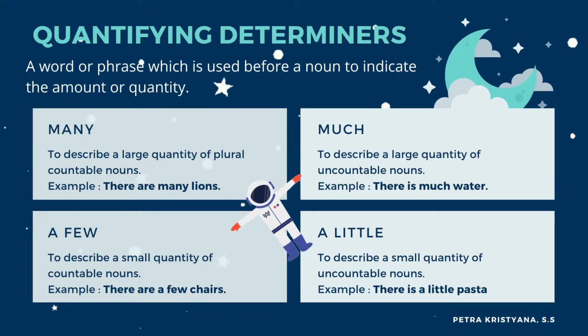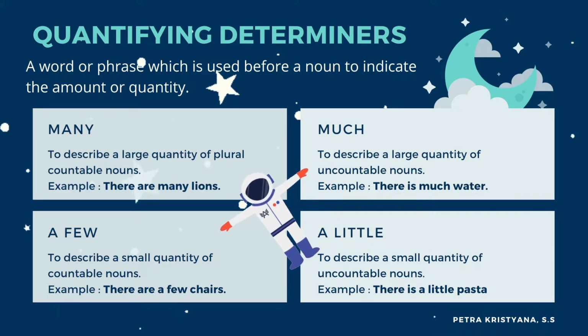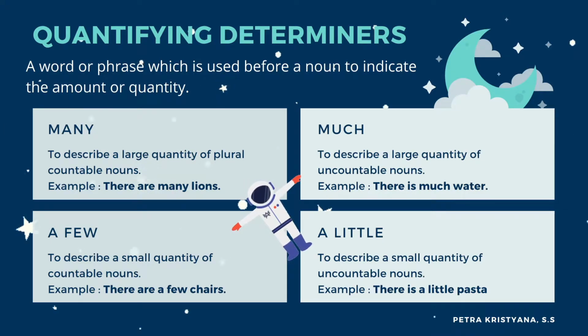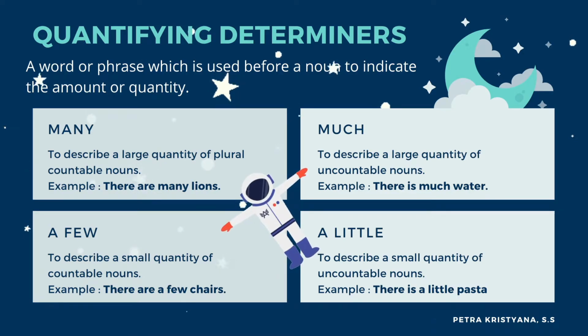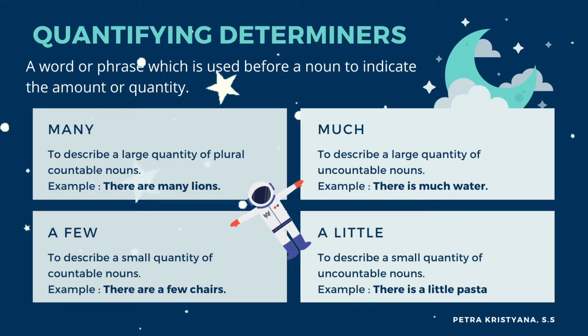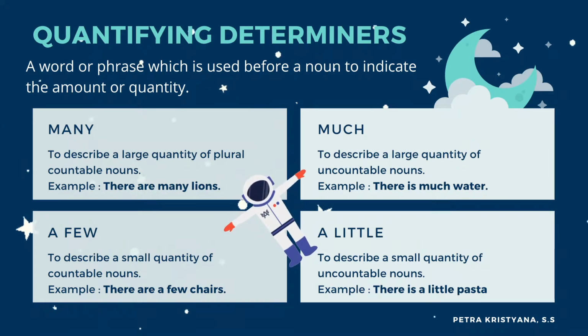Okay, so the first one, it is many. Many, it is to describe a large quantity of plural countable nouns. Jadi kalau kalian lihat, many itu digunakan ketika jumlah barangnya itu banyak atau besar ya, jumlahnya besar. Kemudian kata benda tersebut harus yang bisa dihitung. For example, like this sentence, there are many lions. Okay, so it can be counted. Lions can be counted, so it is used many.